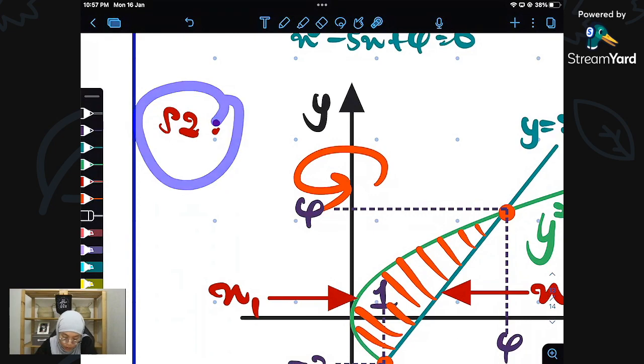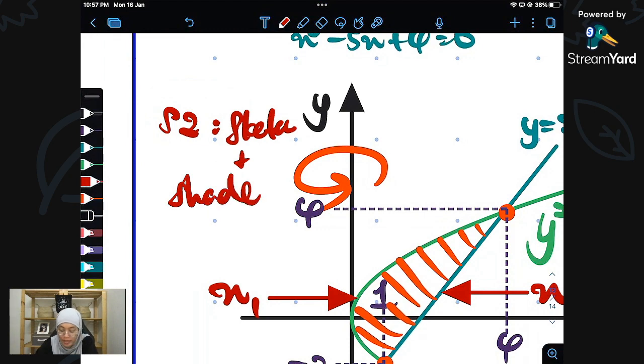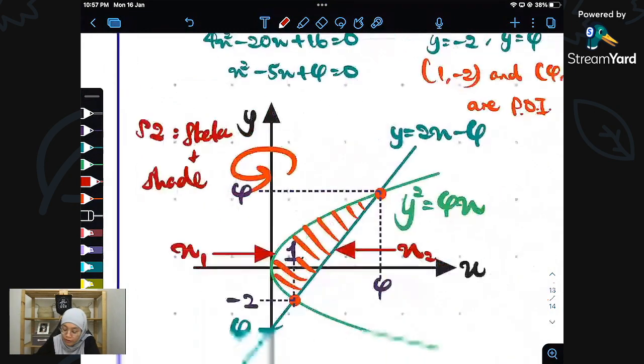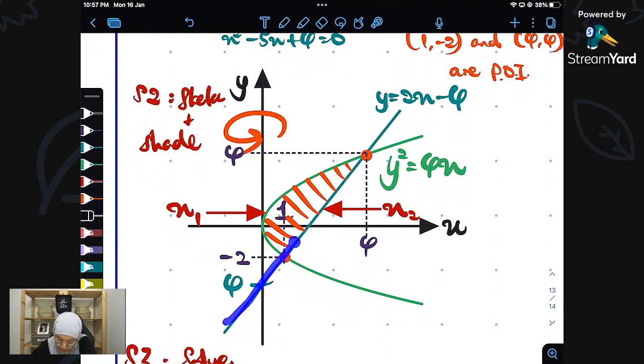We are ready to sketch it in the graph. So step two is to sketch and shade the region. Here I already sketched it for you and shaded the region. This is our linear line, and here is a C-shaped curve. Inside here will be the region. Please bear in mind that the region will always be in between the two points of intersection.